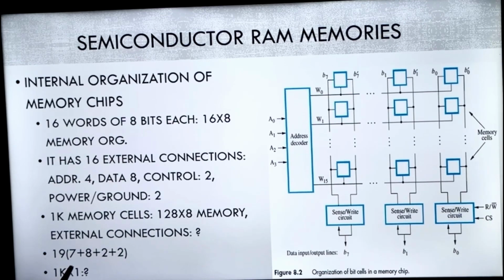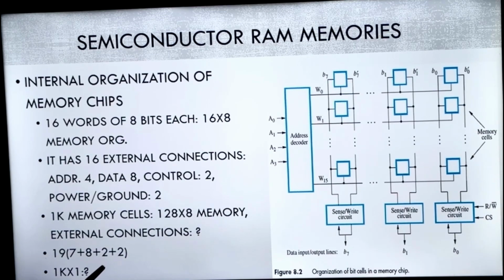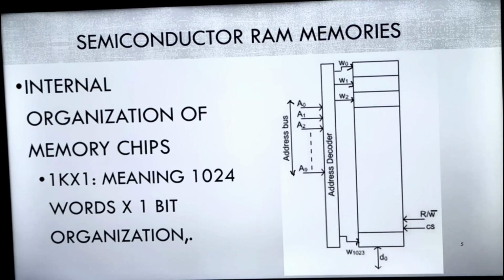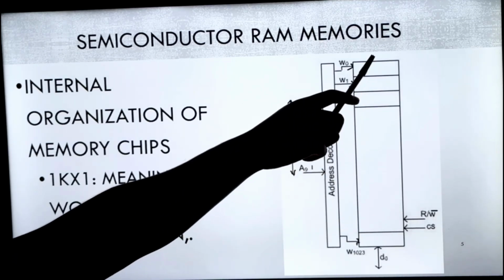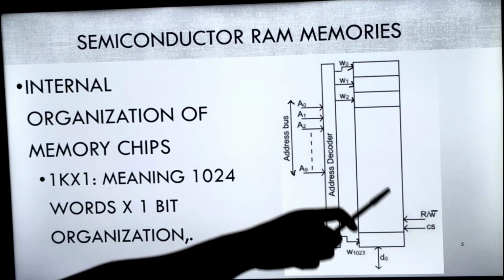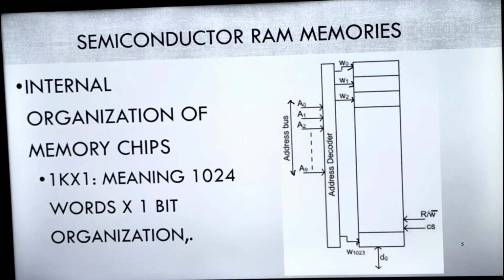10 bits, right? 2 to the power 10 equals 1024. So 10 bits to get any one of the words, and for the bits I need only one connection because only one bit is there in each word, right? So 10 plus 1, 11 plus 2 plus 2. Fine? 15. So this is the arrangement of 1k into 1. So I have a total of 1k different words, and in each word I have one bit. Fine? I hope you understood. So that was the basic arrangement of your random access memory or main memory.